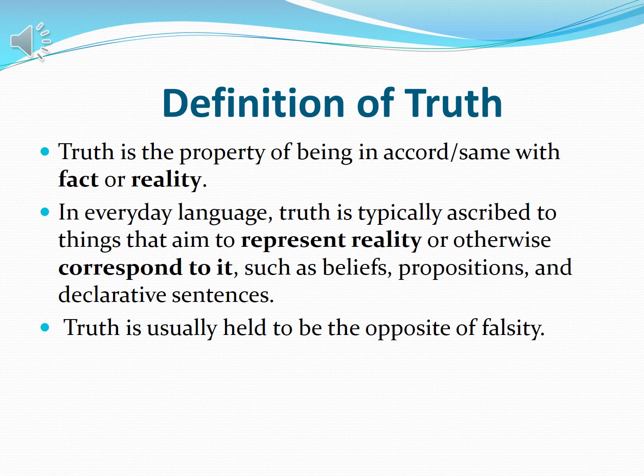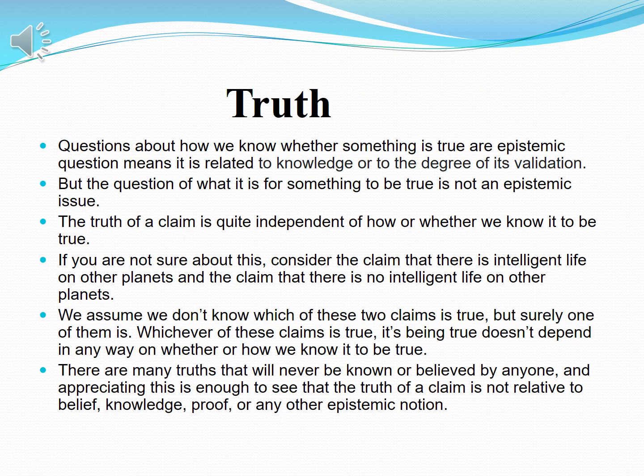So, to explain it and make it clear, the truth is opposite to the fallacy. Fallacy means that which is not truth, or a lie. So let's keep discussing the truth. The questions about how we know whether something is true are epistemic. Epistemic means related to knowledge or the degree of its validation.